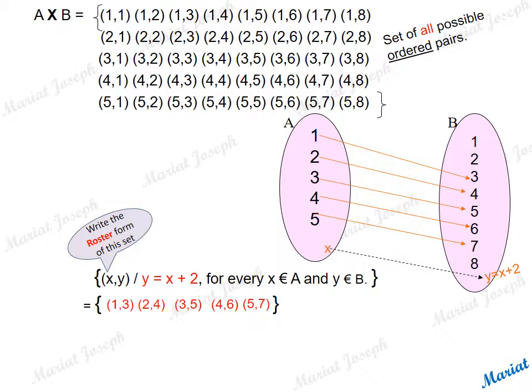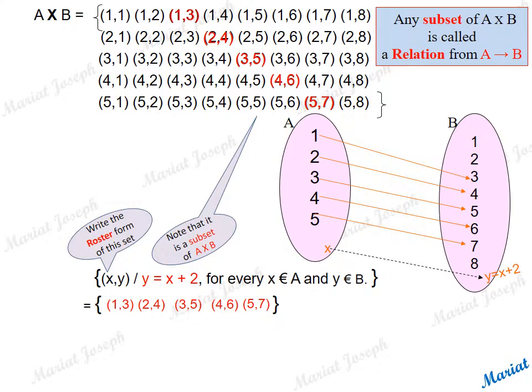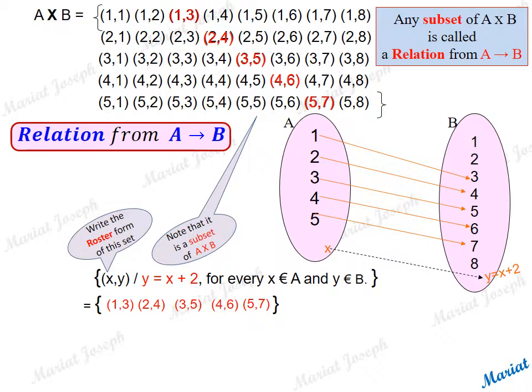And also notice that these elements are elements of A cross B also. Hence, this new set is a subset of A cross B. Any subset of A cross B is called a relation from set A to set B. Where set A and set B are non-empty sets, a relation from A to B is simply any subset of A cross B, denoted as R1 defined from set A to set B.